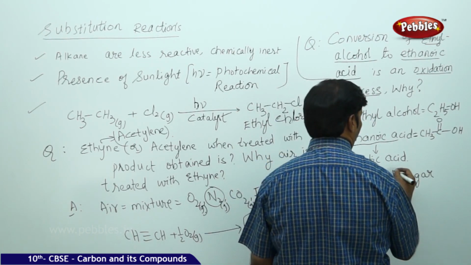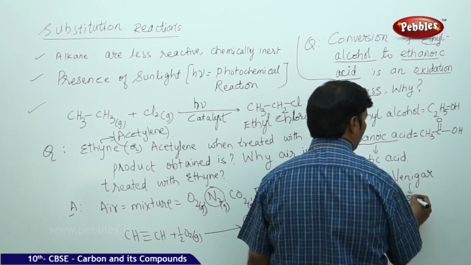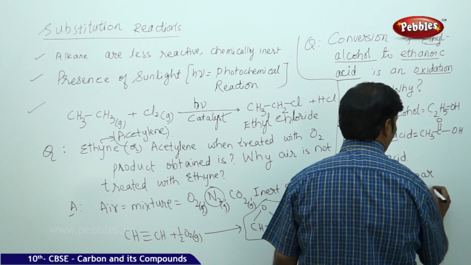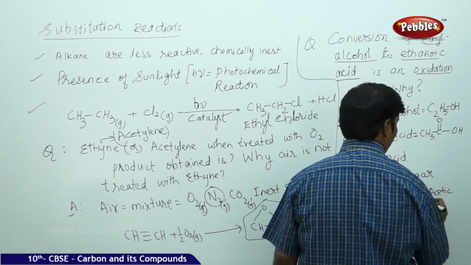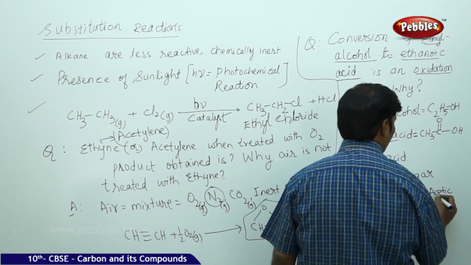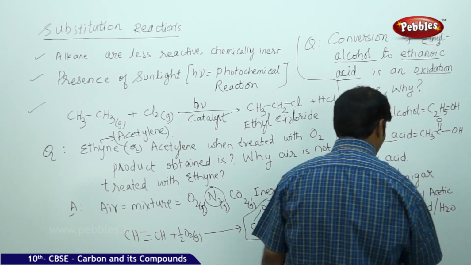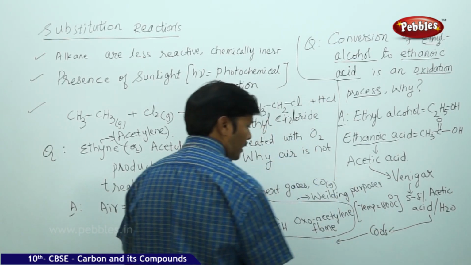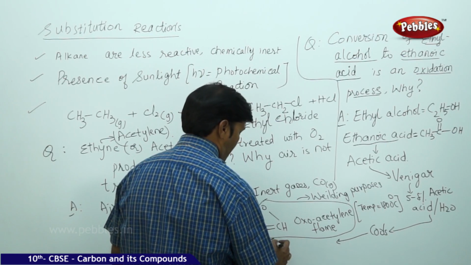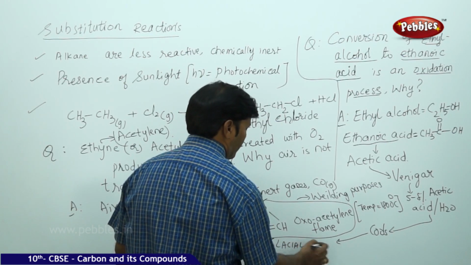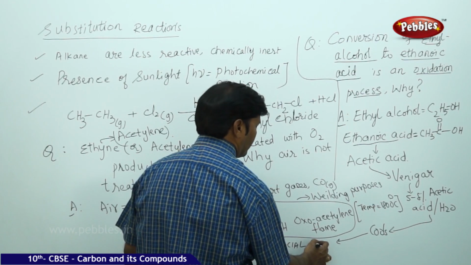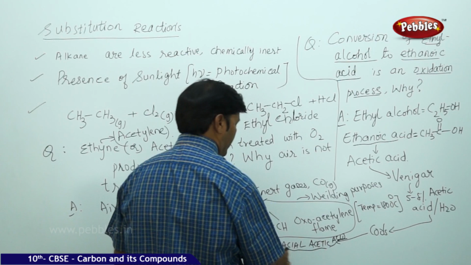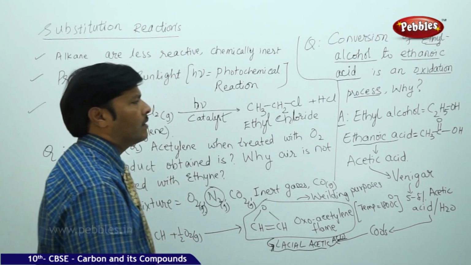Vinegar is 5 to 8% acetic acid in water, and it cools to give glacial acetic acid. We call this glacial acetic acid.